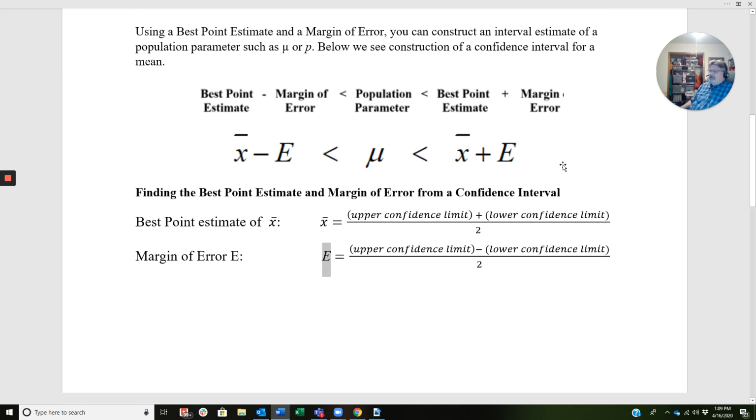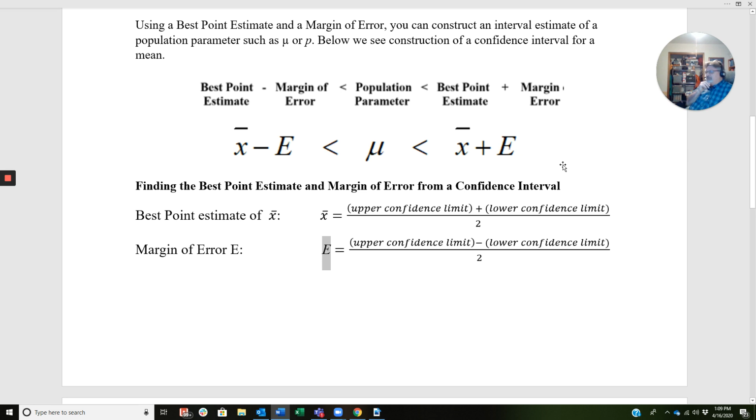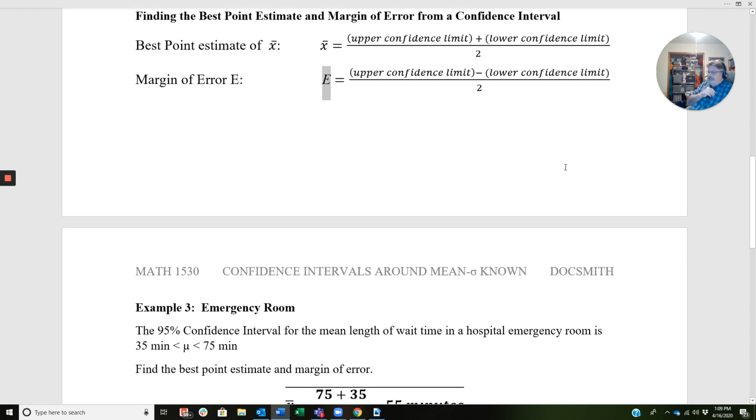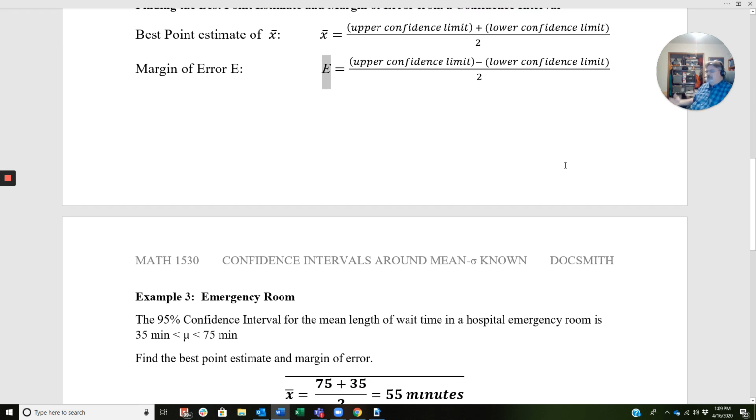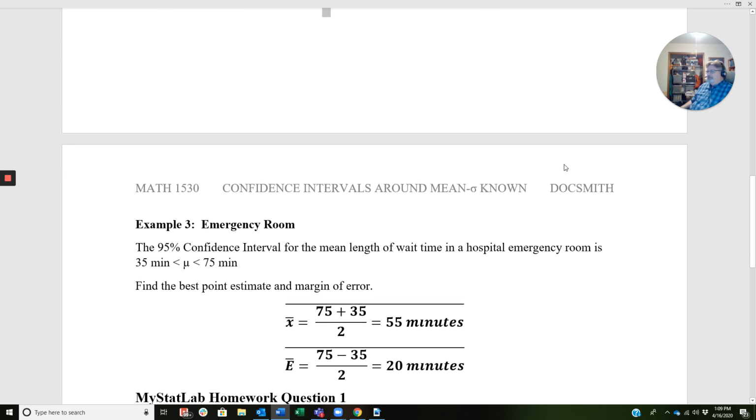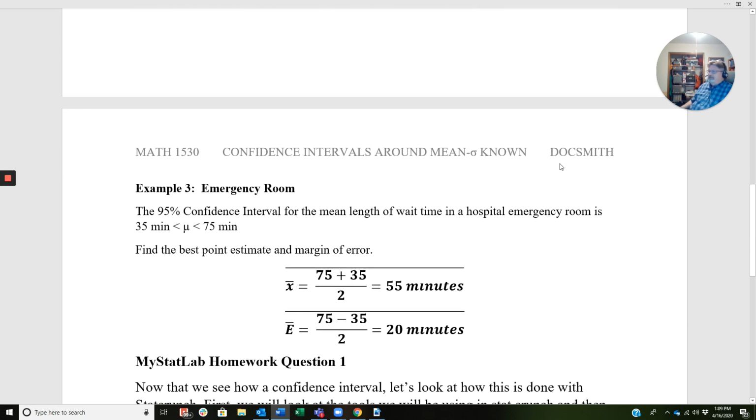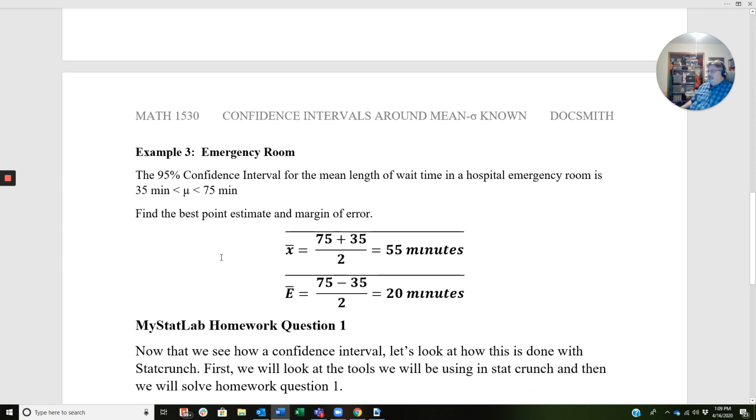There we go. All right, so let's look at a couple of examples. The first example is they're going to give us our confidence interval. We have a 95% confidence interval for the mean length of wait time in a hospital emergency room. It's 35 minutes, which is less than the mean, and the mean is less than 75 minutes. I want to find from that the best point estimate and the margin of error. Well, the best point estimate is X bar. That's another way of saying my sample mean.